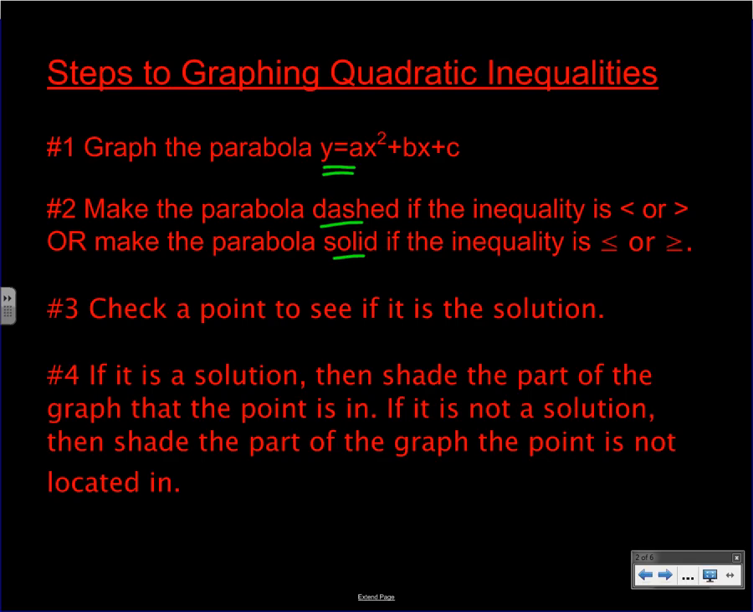And after you've made that, you pick a test point to see if it is the solution. And if it is the solution, then you shade the part that the point is in. And if it is not the solution, then you shade the part that the point is not in. And this is all stuff you've done before. You've done it with linear inequalities rather than quadratic inequalities. So let's go ahead and get started here.